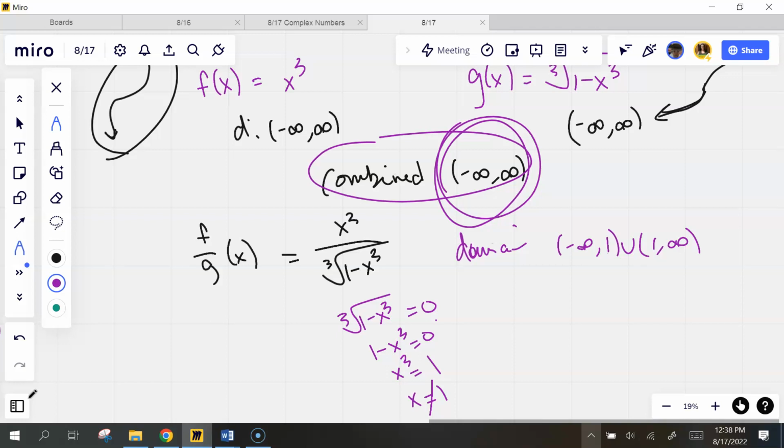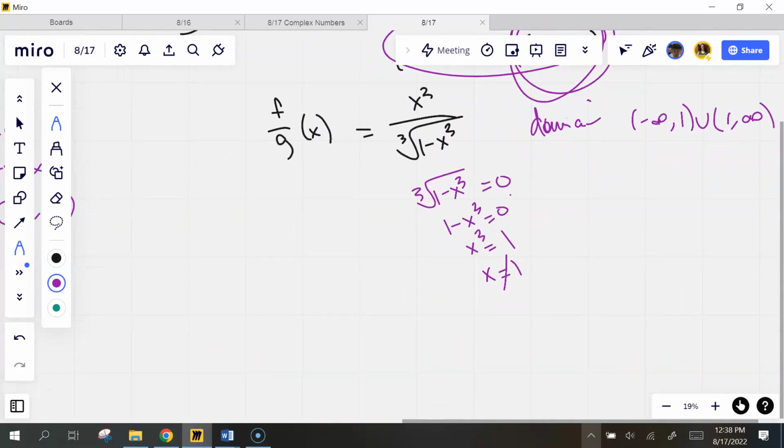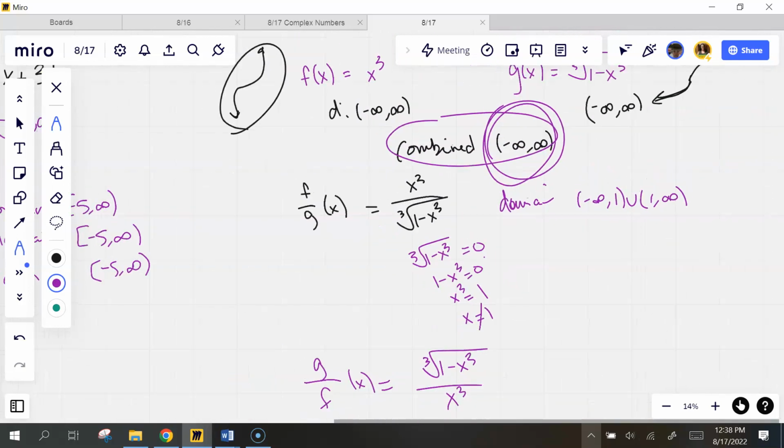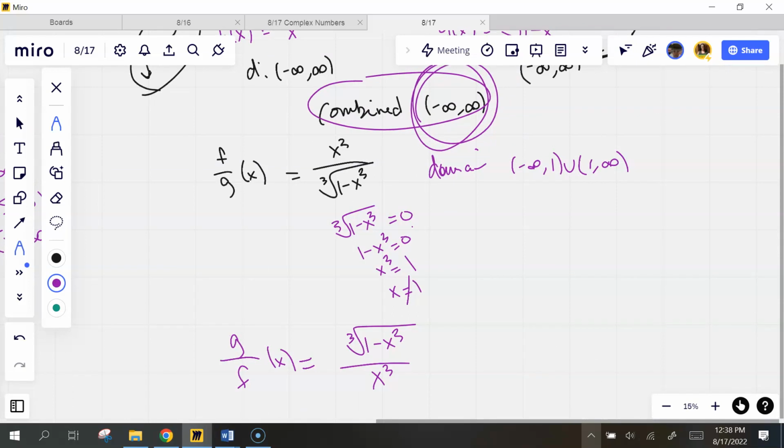So the second part asked me to do g over f. So it was g over f of x, which is cubed root of 1 minus x cubed over x cubed. Again, my working domain is negative infinity to infinity. That's a combined domain. But now out of that combined domain, I need to leave out any place where the bottom is going to be 0. And you only do that for division? Only division, that's it.